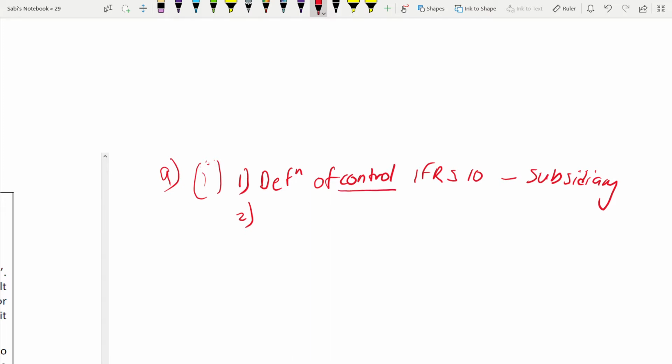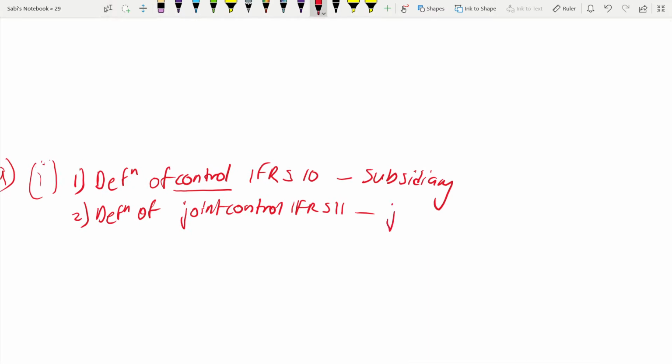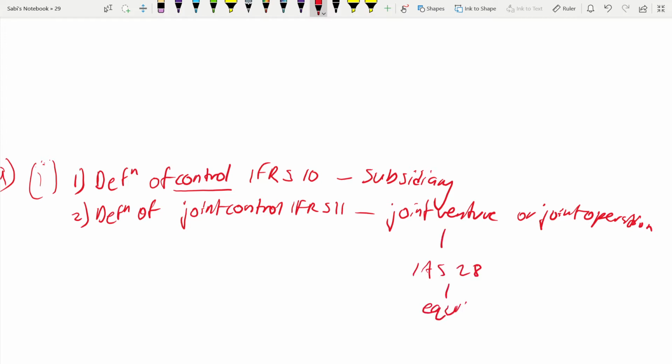Then the second step is to define whether joint control is there or not. So, the definition of joint control, according to IFRS 11. If it is so, then there are two options. It could be a joint venture or a joint operation. If it is a joint venture, you need to use IAS 28, the equity method.